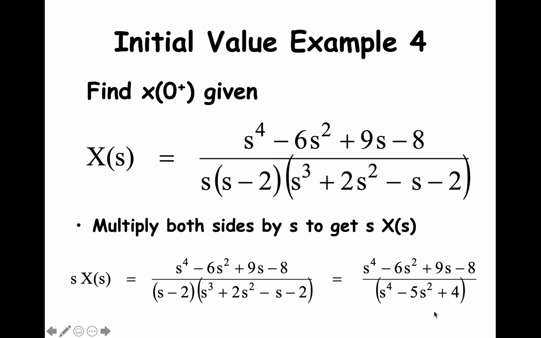Let's find x at 0 plus time given the polynomial expression shown here. The first step is to multiply the expression by s. Then we expand the denominator to get s to the 4th power minus 5 times s squared plus 4.